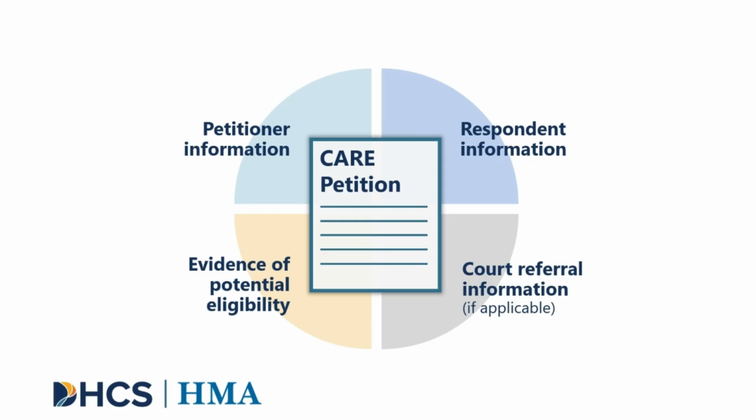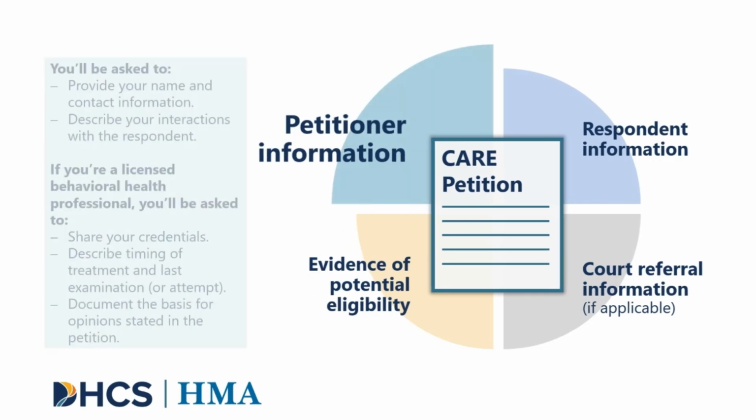Regardless of which option makes sense for you, the petition will ask for information about the petitioner, information about the respondent, such as how to contact them and any language or accessibility accommodation that may be useful, and information about a court referral, if applicable. The bulk of these forms focus on capturing information related to the individual's potential eligibility. Based on what's submitted, the judge may ask either to dismiss the petition or ask the county behavioral health agency to investigate further. Let's look at each of these categories.